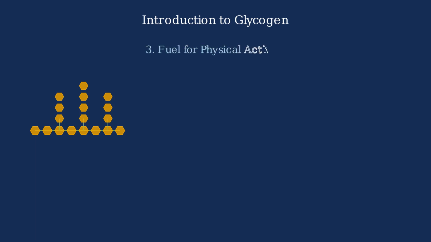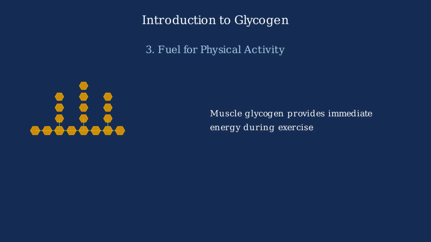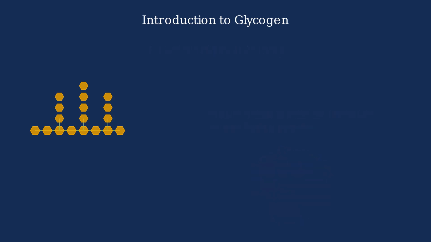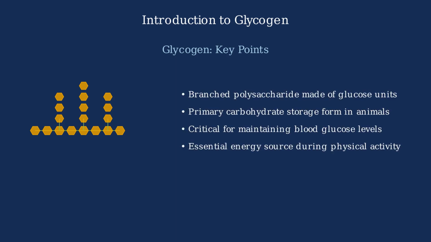Third, glycogen stored in muscles provides immediate energy during physical activity. This allows for rapid energy release without relying on the bloodstream, making it essential for exercise performance. To summarize, glycogen is a highly branched polysaccharide that serves as the body's primary carbohydrate storage form. It plays essential roles in energy storage, blood glucose regulation, and providing fuel for physical activity.